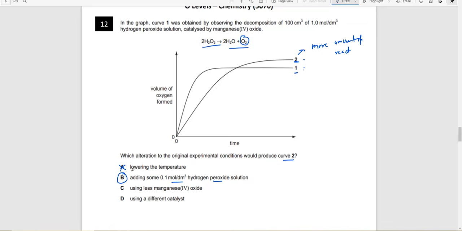So I hope that you understood these questions. I actually did with you some of the tough questions that come from rate of reaction chapter, and I hope you got the gist of the chapter.